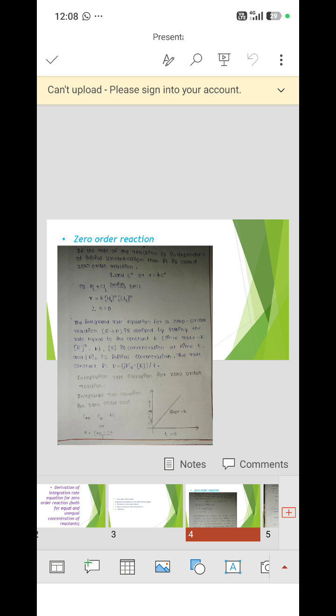The integrated rate equation for a zero order reaction. Reactant to product is a derivation by setting the rate equal to the constant K. Since rate is equal to K, R naught is equal to K. R is the concentration at a time t and R naught is the initial concentration. The rate constant K is equal to R naught minus R divided by t. It is the integrated rate equation for a zero order reaction graph.